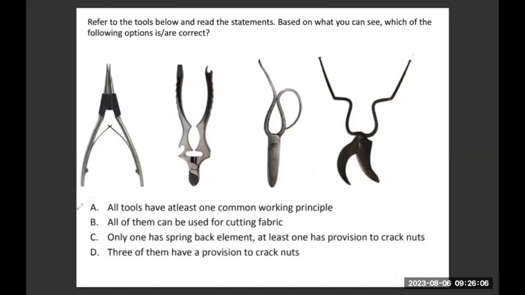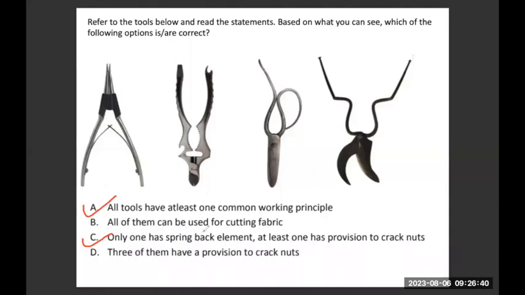A and C. Why A? Because it says that all the tools have at least one common working principle, which is that they are used for cutting something, not fabric but something. It can be used for cutting, cracking open a nut, cutting the plants or shrubs or some edges. They can be used for cutting fabrics, but they are used for cutting something. Or wires.